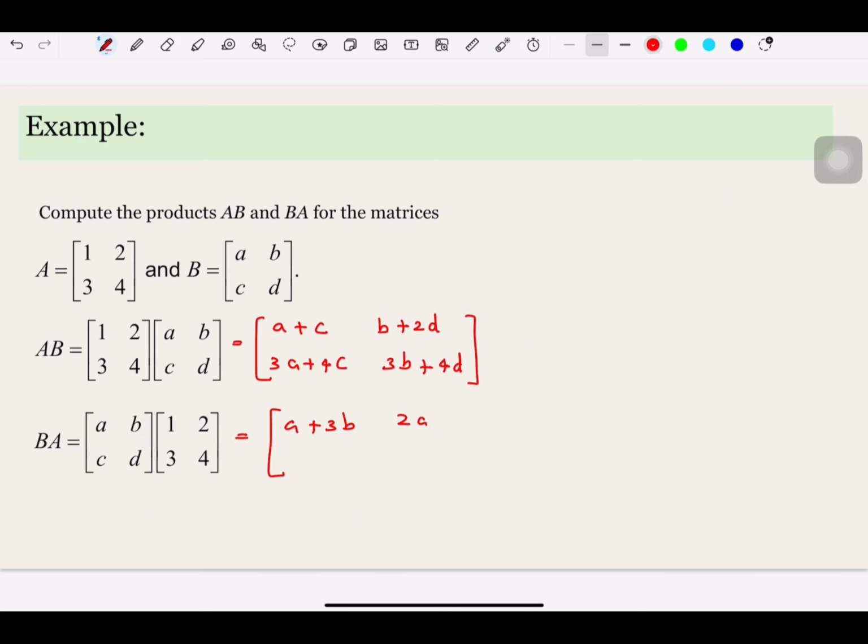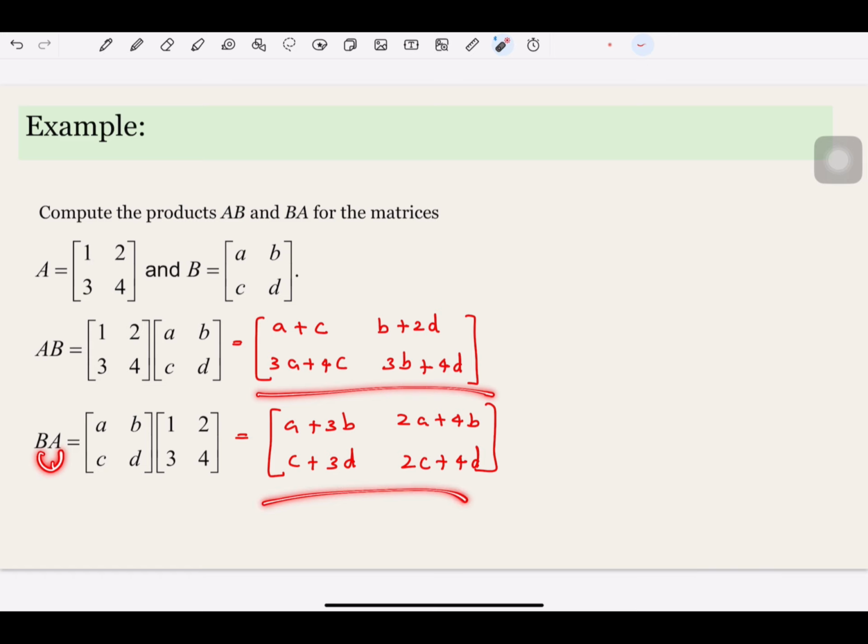To get the bottom left, you multiply the bottom row by the first column, which is c plus 3d. And the bottom right is 2c plus 4d. And you see that once the order changes, the resulting matrices also change.